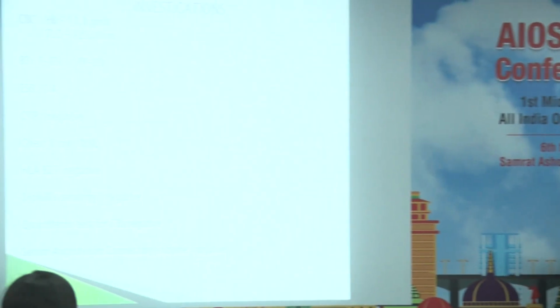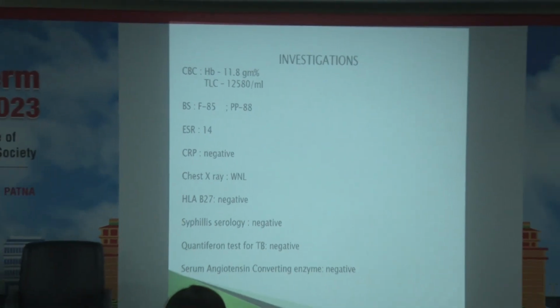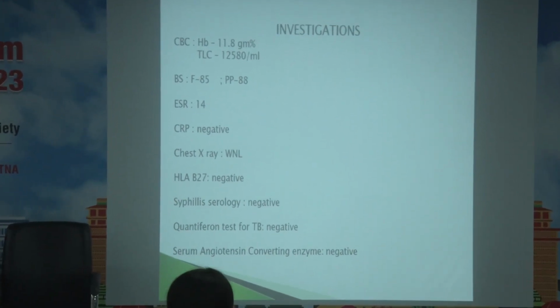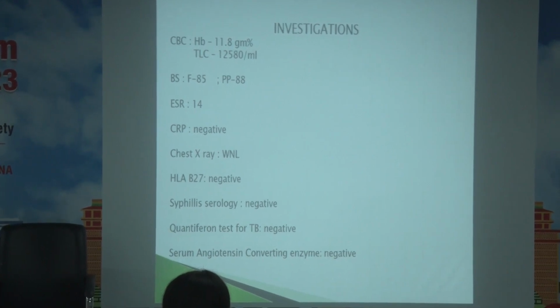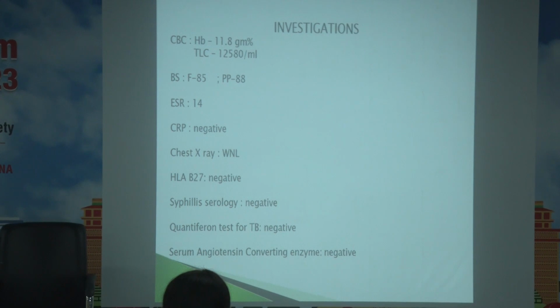Investigations: the patient's CBC was within normal limits, fasting and PP blood sugar were also within normal limits, ESR was 14, CRP was negative, chest X-ray was within normal limits, HLA-B27 came out negative, syphilis and Quantiferon test for TB were also negative, and serum angiotensin converting enzyme was also negative.